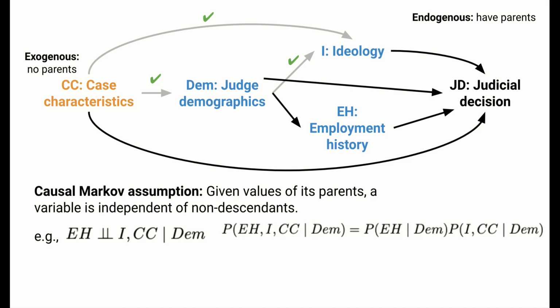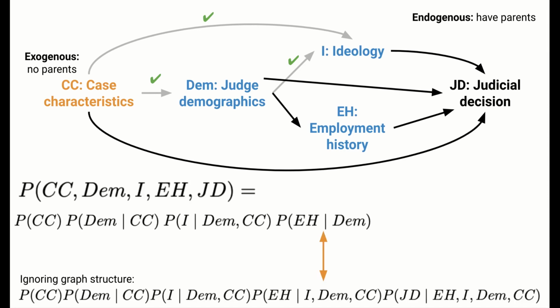Recall that the definition of conditional independence allows us to break a joint probability into a product and can also be rewritten to show the relation at the bottom. The conditional distribution of employment history, given ideology, case characteristics, and judge demographics, really only needs to depend on demographics. Judge ideology and case characteristics provide no further information about employment history once we know about judge demographics. Returning to our decomposition of the joint distribution, the fact that the employment history term is only conditional on judge demographics is a result of the causal Markov assumption.